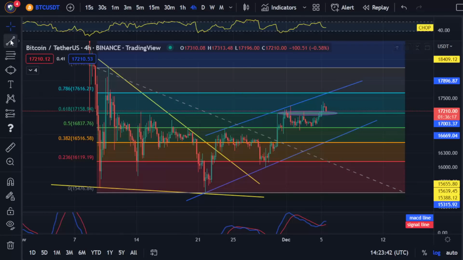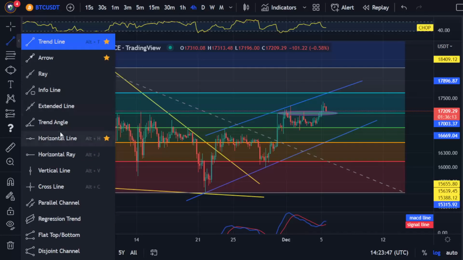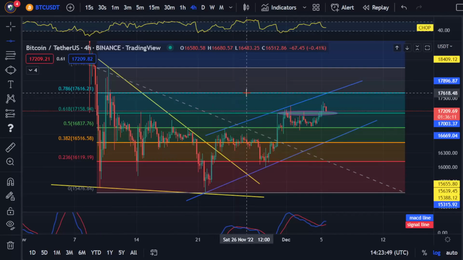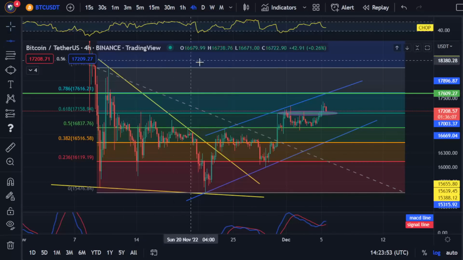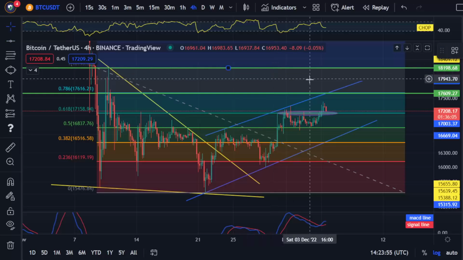The next resistance will be $18,199, which is very important as the previous price breakout was at the same price point. Only when the price breaks out and then positively tests this spot can we expect further increases.